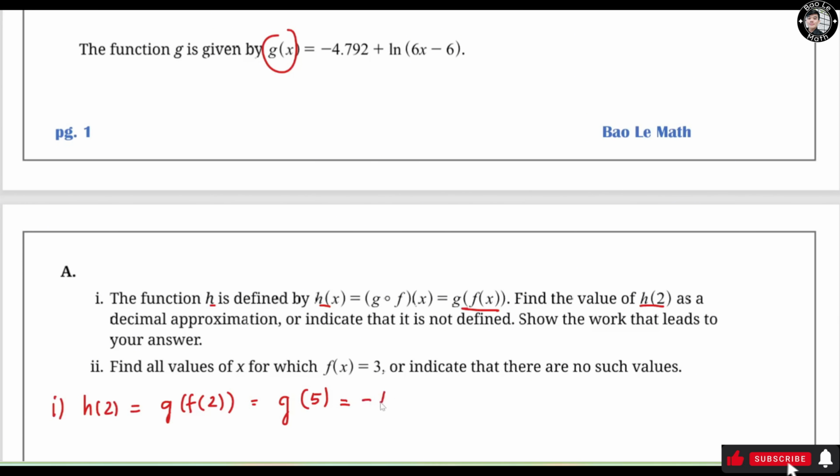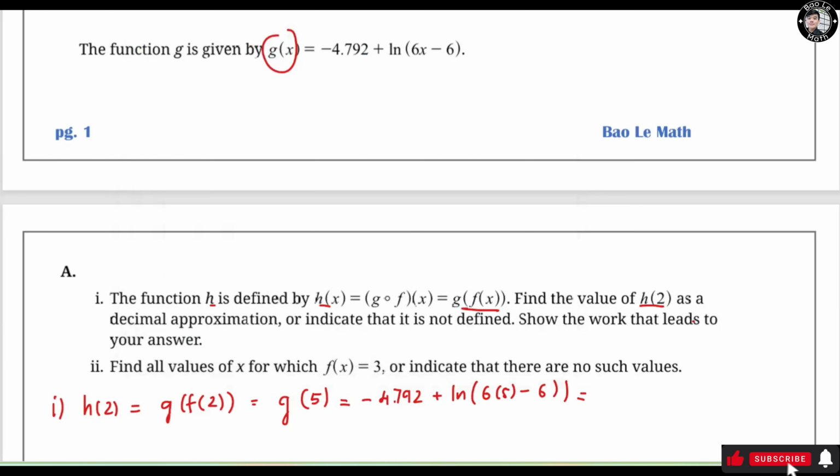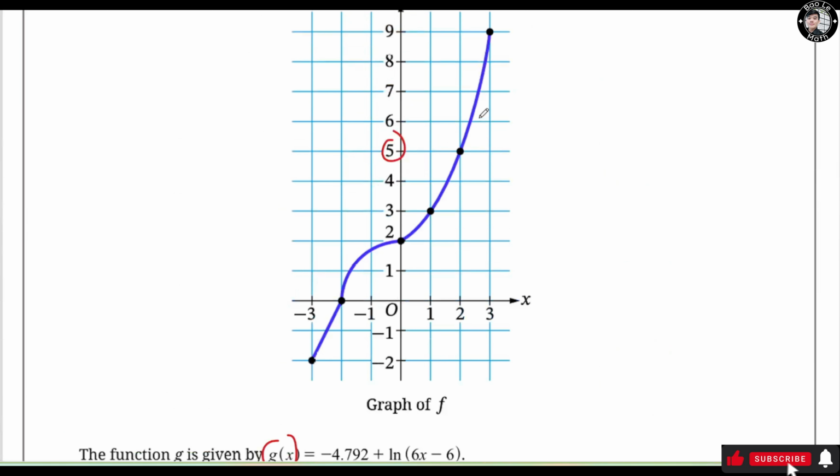It's going to be -4.792 plus ln of 6 times 5 minus 6, right? It's going to be -1.614, right? Now question 2i. Find all values of s for which f of s equals 3. Alright, f of s equals 3. So we look at the function f of s right here, 3 right here, s equals 1, right?